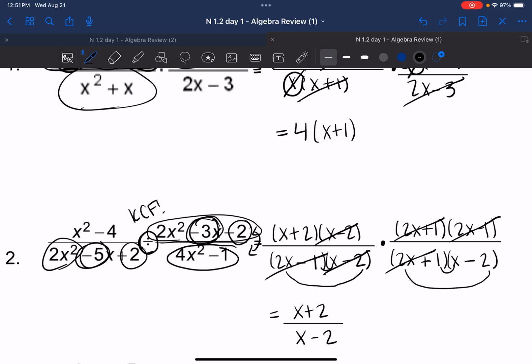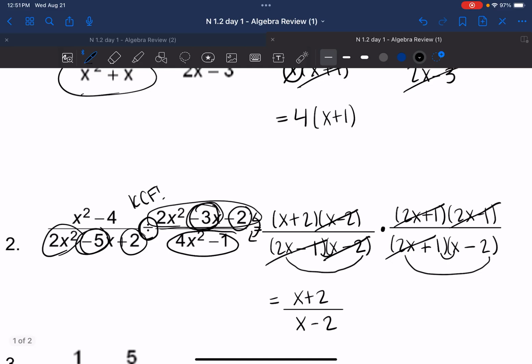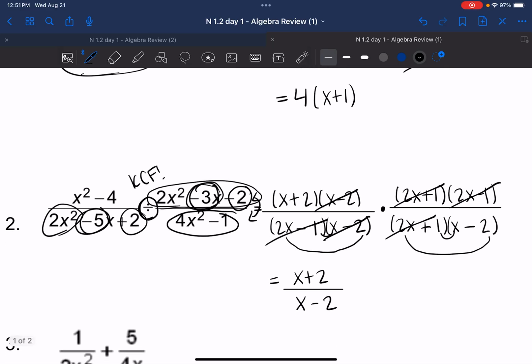There's nothing that I can factor any further or simplify, so that's where we stop, and we ended up, again, not even actually having to multiply because so many things divided out.